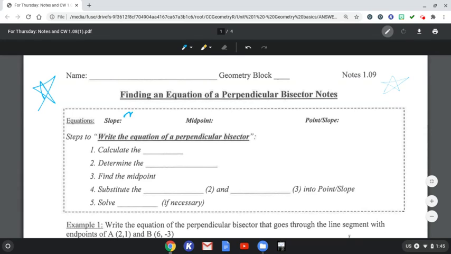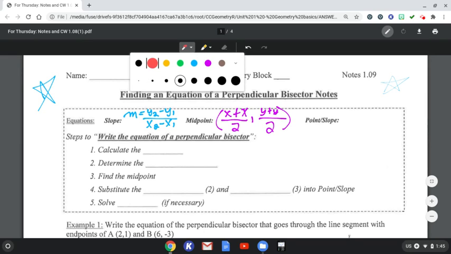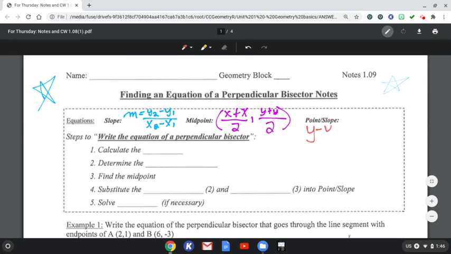So slope, remember, is m equals the fraction y2 minus y1 over x2 minus x1. Our midpoint formula is when we take the x's and add them, x plus x divided by 2, y plus y divided by 2. And our point slope formula was new for some of us last time. It goes y subtract y1 equals m times x minus x1. We're going to be using all three of those formulas today.